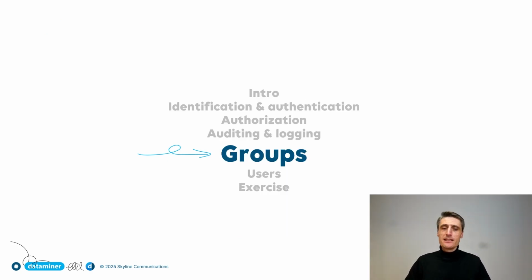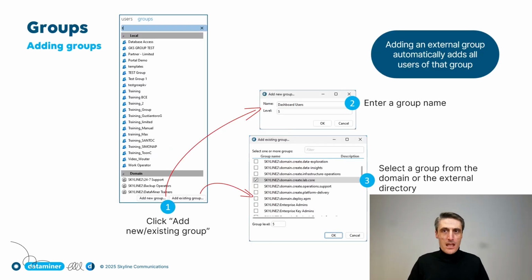Okay, that being said, let's take a look at the groups and the users and create one in the DataMiner system so that we get the hang of it. First things first, when we add a user, we will need to be able to add it to a group. So let's first take a look at groups. Make sure you are on the group section, and at the bottom you have two possible groups you can add. You can go for a brand new group, and then the only thing you need to specify is a name. That's it.